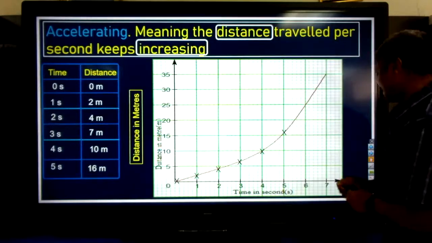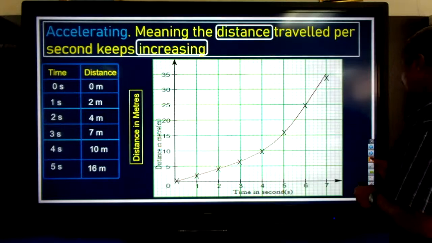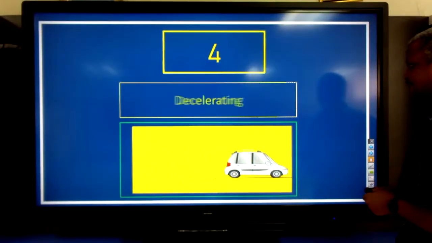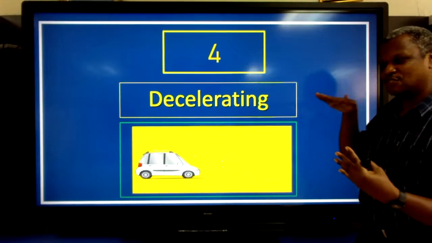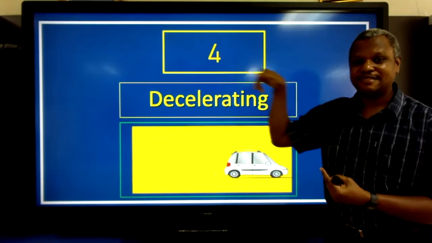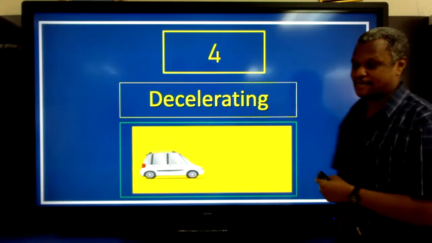Next one we have is how do you interpret this information? Okay, number 4, deceleration. Deceleration means it's slowing down. Acceleration is an increase of speed. Deceleration is when it seems to slow down.